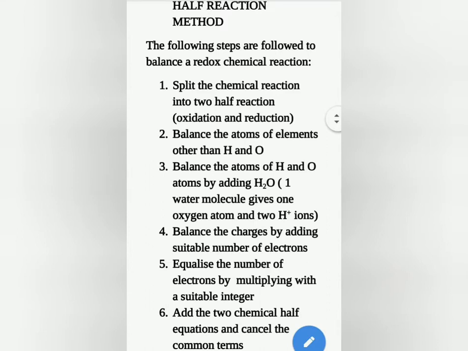So these are the important steps in the balancing of redox reactions.